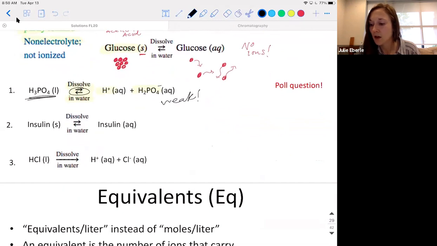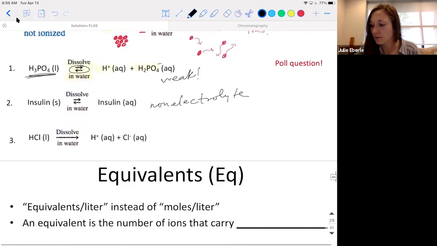All right, solution 2, we've got insulin as a solid, making insulin in aqueous form. There's no ions here, so pretty much everybody said non-electrolyte, and that is correct. Okay, this is a non. All right, no ions there. So that's a non-electrolyte, just like the glucose example.